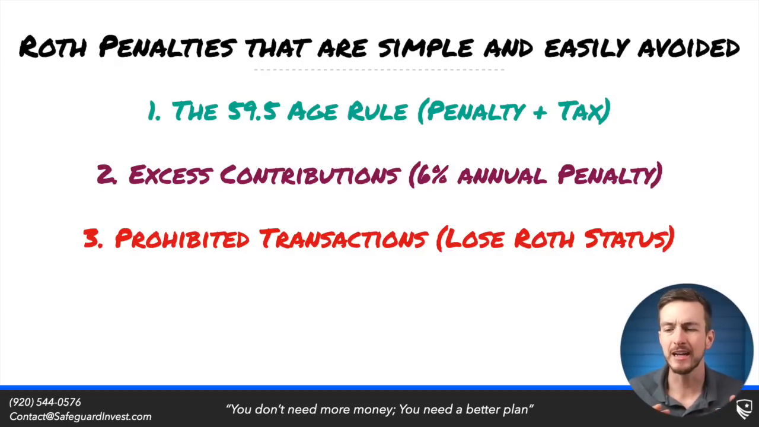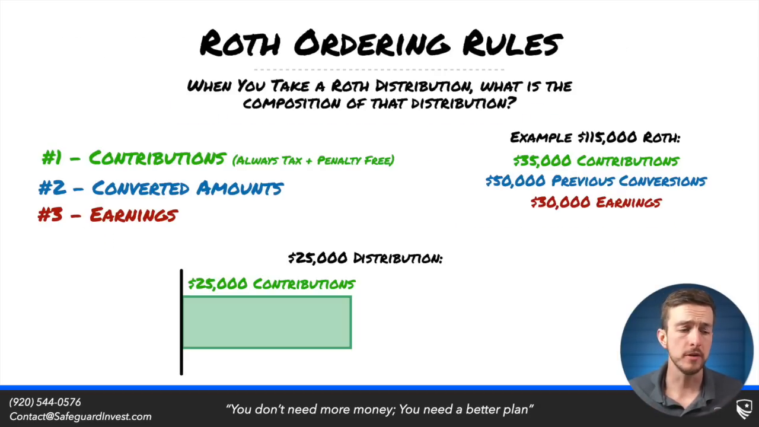Now, before we get into any of the more complex rules, it's important to start with something called Roth ordering rules. Anytime you make a withdrawal from your Roth IRA, these Roth ordering rules ultimately determine if you will have a penalty or owe any amount of taxes. Let's talk through these ordering rules, and then I'll give you a few examples for why these rules really matter.